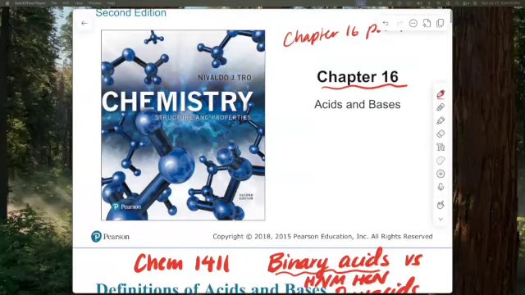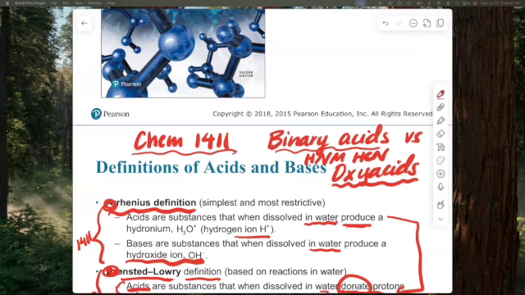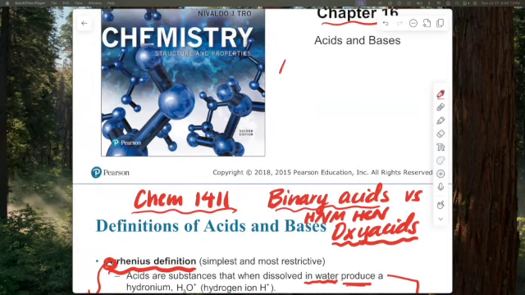Okay, chapter 16 in your textbook is talking about acids and bases. Now, the idea is acids and bases were already introduced in Chem 1411. But I'm going to go ahead and we'll go, quote unquote, back in time and reintroduce acids, right? So in 1411, you should have learned about two major types of acids.